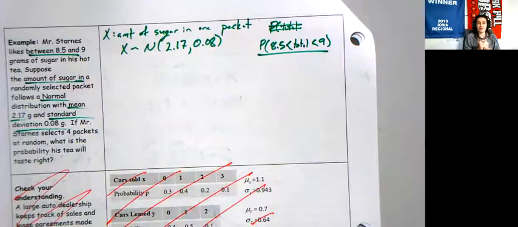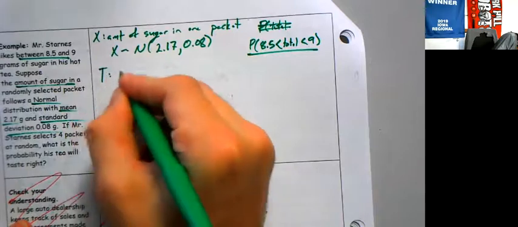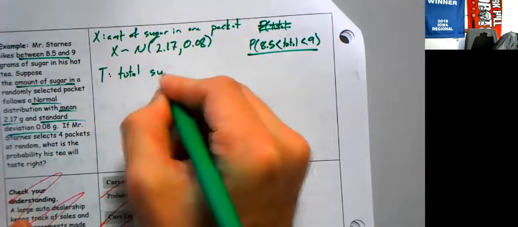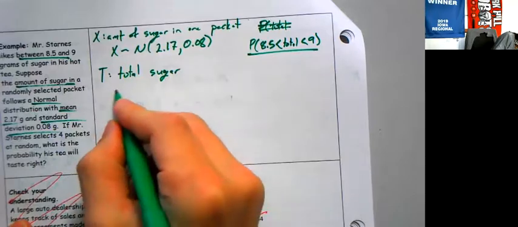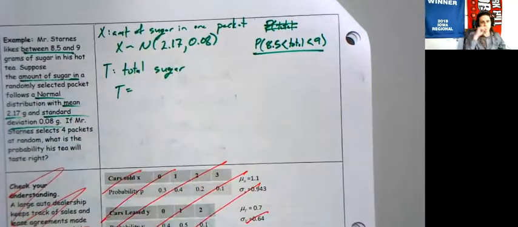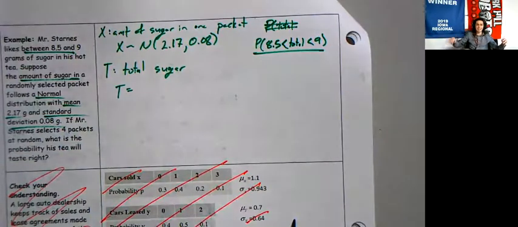So we need to talk about the total amount of sugar. Let T represent the total sugar added, and then think about how we're going to write T. This is the big question. Is the total amount of sugar, T, one packet multiplied by 4, or is it 4 separate packets added together, independent draws? Is it one packet that I multiply by 4, or do I pull out 4 things separately? The answer is you pull out 4 things separately.